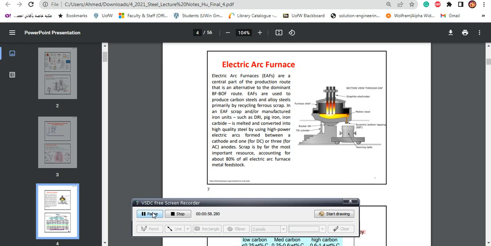Electric arc furnace is used to produce carbon steel alloys and alloy steels. We use 80% of recycled ferrous scrap or 80% recycled scrap.